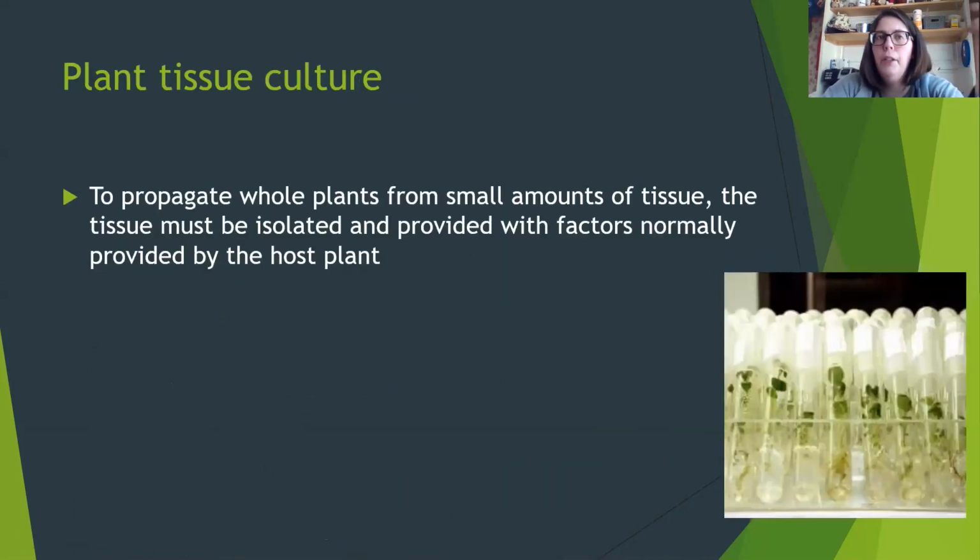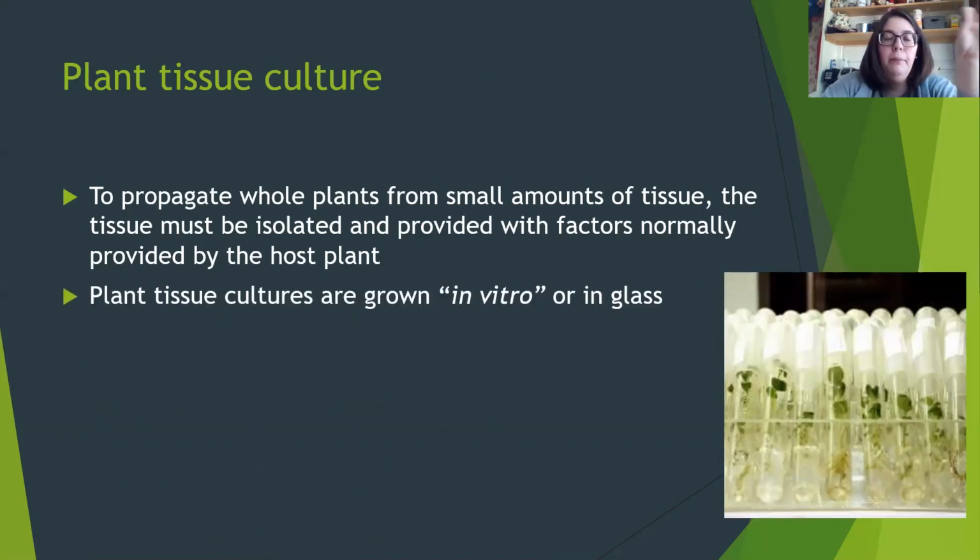Good to know. We already know what plant tissue culture is, y'all. To propagate whole plants from a very small amount of tissue. Down here, there's a picture of them taking small tissue of plants, putting it in test tubes, and growing a whole new plant. That's all we're talking about. It's going to get really confusing. All we're talking about is growing plants from small pieces of other plants in an in vitro or sterile situation.